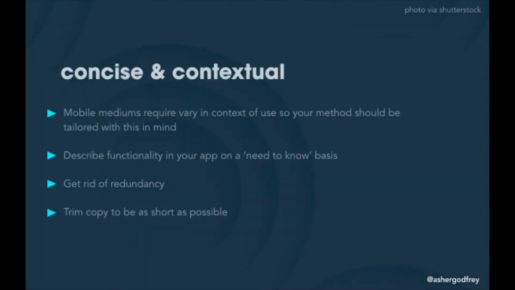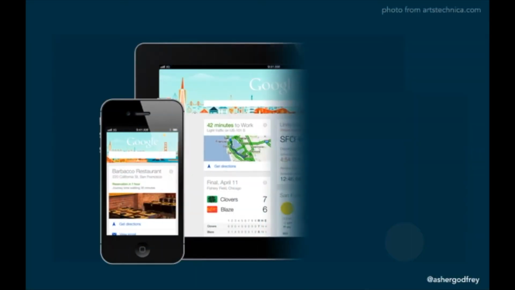Now, not as much. Concise and contextual. Mobile mediums require variety and context, so your methods should be tailored with this in mind. The more concise your designs can be to convey the interactions, the better. So describe all the functionality that you need on a need-to-know basis. Sort of like what Nathan was talking about with copywriting, brevity, shortness is better. Get rid of that redundancy and trim copy to be as short as possible. I'm not going to go into that because we just did that.